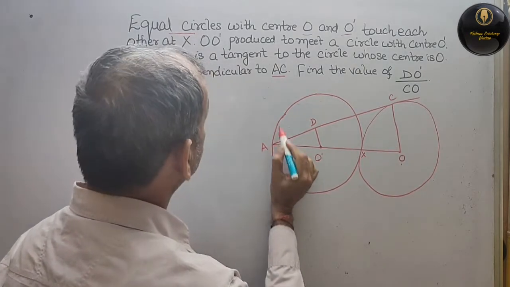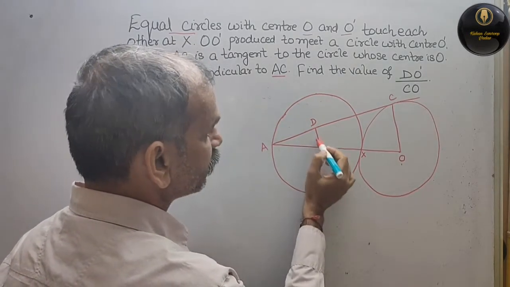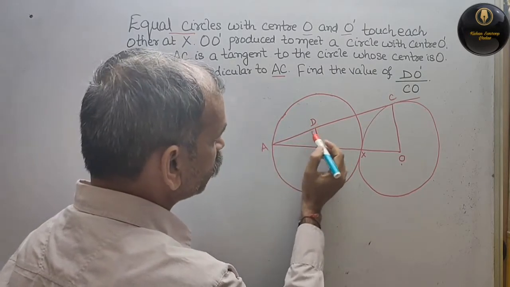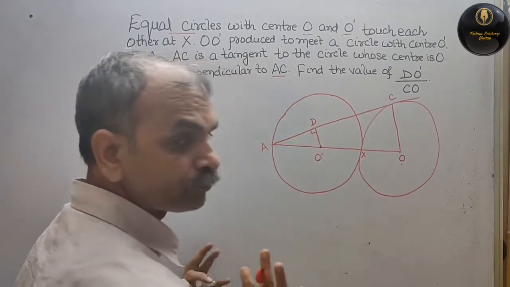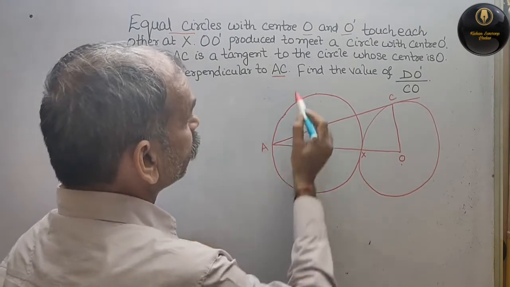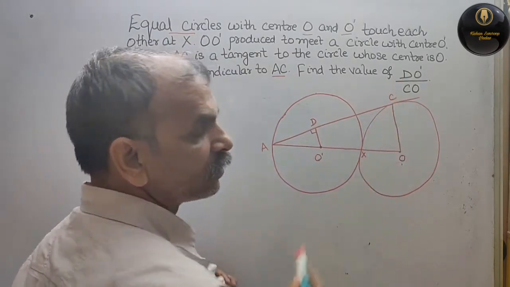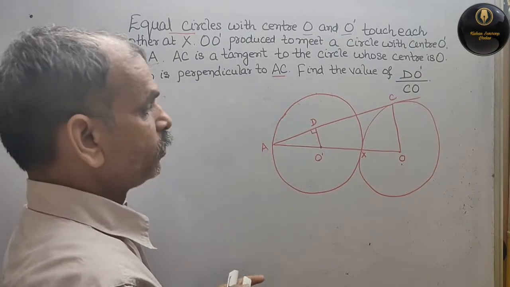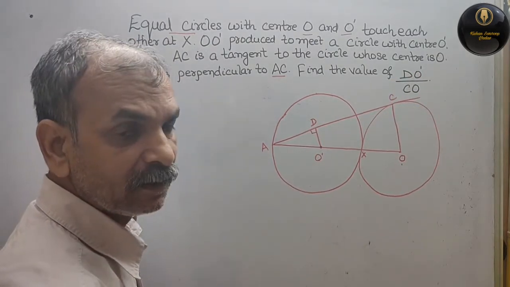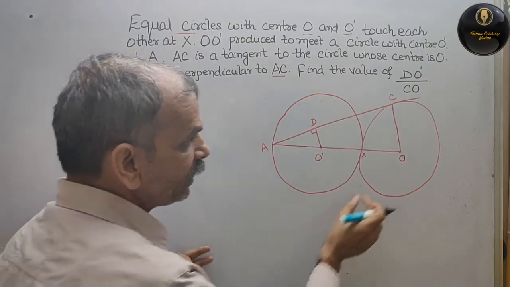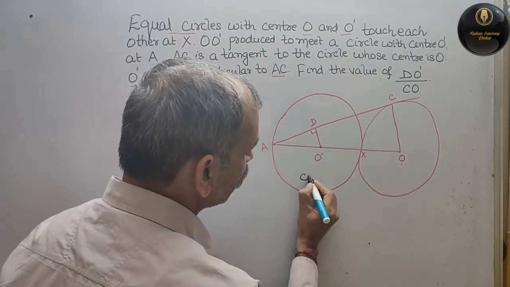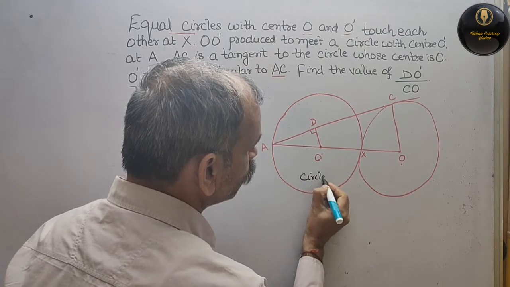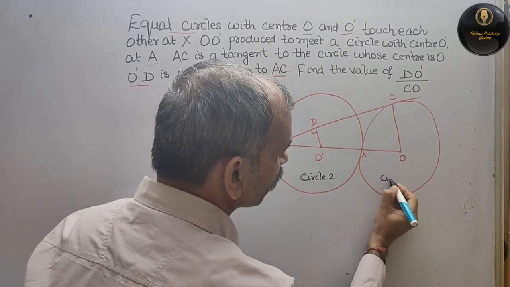O dash D is perpendicular to AC. That means it will form here 90 degree. Find the value of this. Now, what you can see? In this, this is your circle 2 and this is your circle 1.